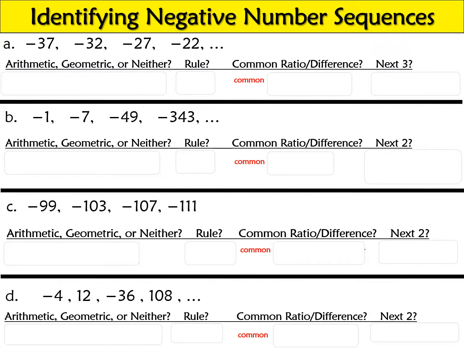Hi, this is Mr. Hood, and we're going to look at some identifying characteristics of negative number sequences. Let's look at example A, with negative 37, negative 32, negative 27, and negative 22.